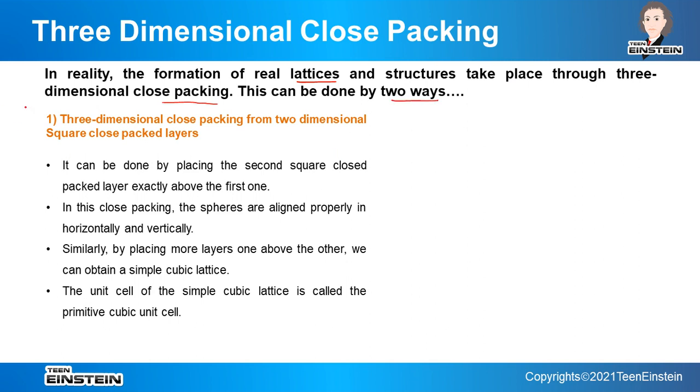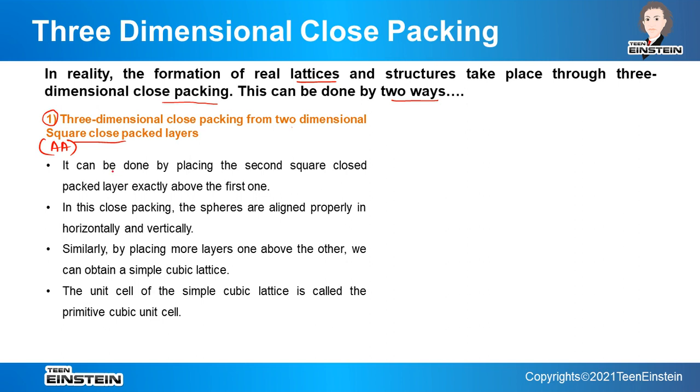The first one is number 1, three-dimensional closed packing from two-dimensional square closed packing. So remember, in the last slide we have already seen two-dimensional closed packing. Two-dimensional has two types. One is square closed packing, which is AA type. Another one is AB type. So starting from two-dimensional AA type, what we get, we will see now.